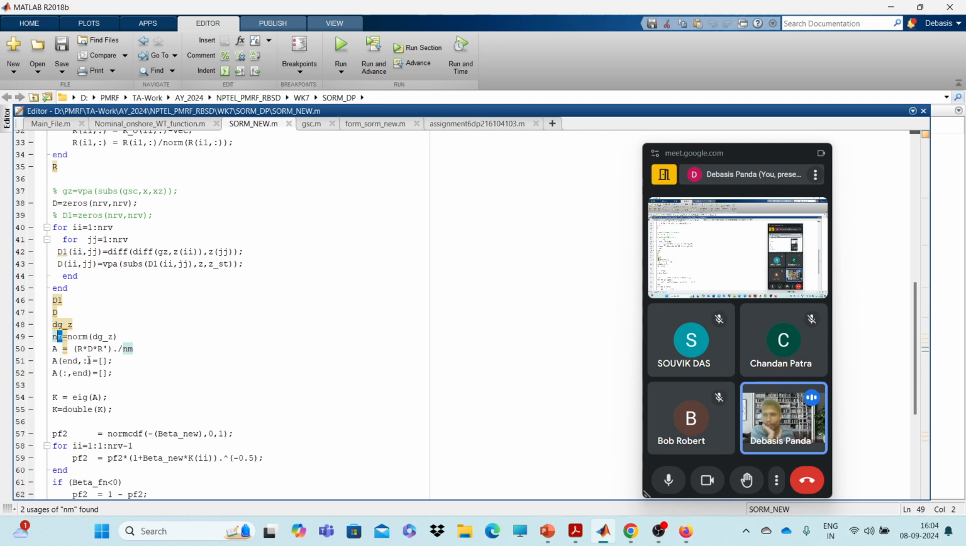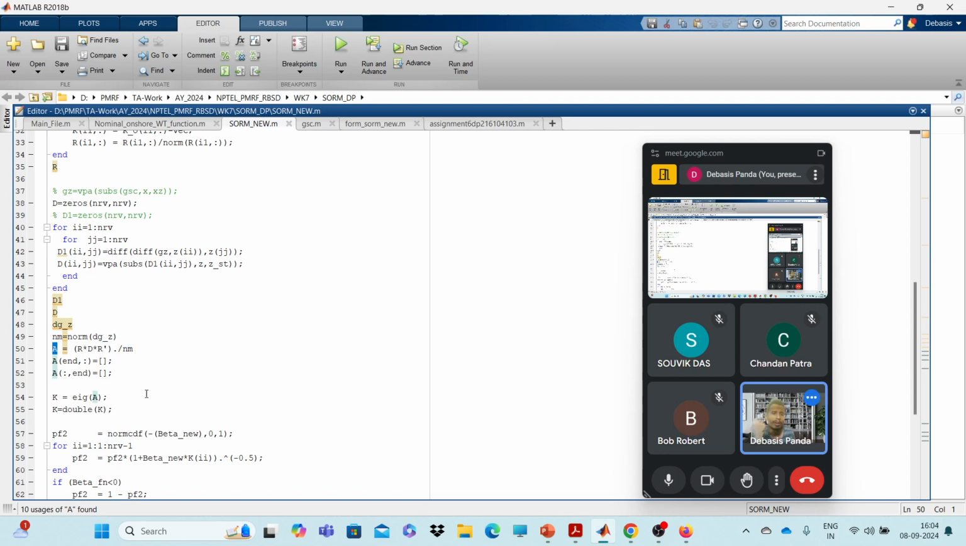Now, once we have this, A will be nothing but R D R transpose by the Euclidean norm of GZ. So up to here we get the A matrix. Clear? Now what we need to do? The last row and last column we need to drop off this A matrix. So up to this point, we have the full A matrix. That means we will have the complete A matrix. When we solve one problem, we will see the complete A matrix.